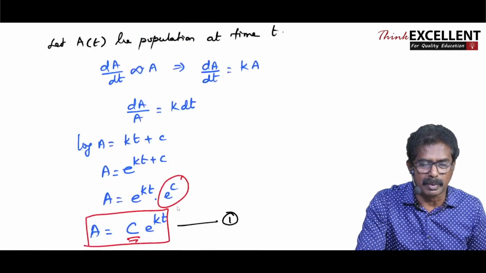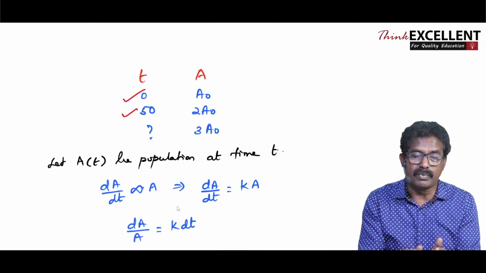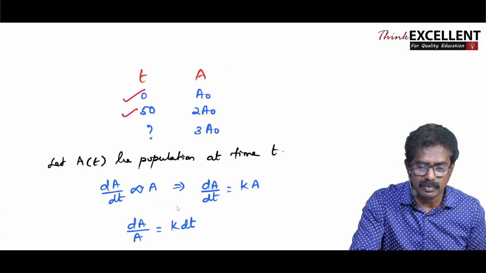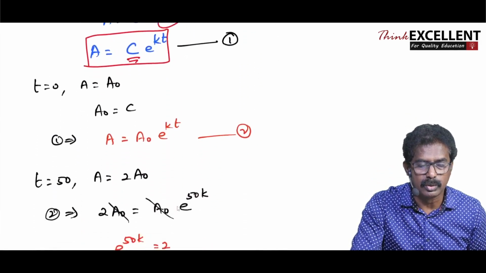இப்போ ஃபர்ஸ்ட் கண்டிஷன் அப்ளை பண்ணிட்டோம் கரெக்டாக. Now we go to the second condition. What's the second condition? When t equal to 50, a equal to 2a naught. When t is equal to 50, a is equal to 2a naught.